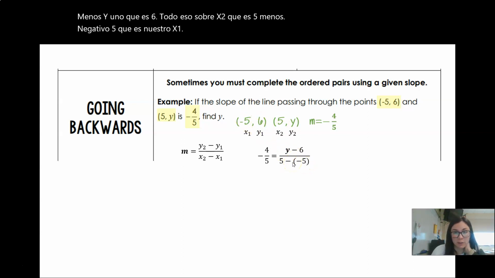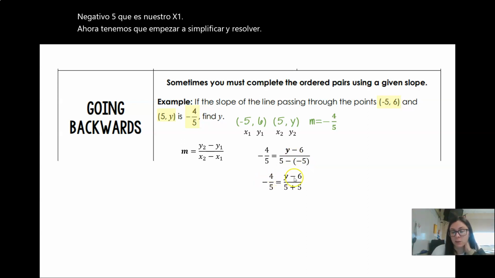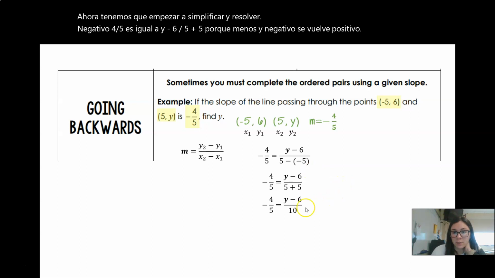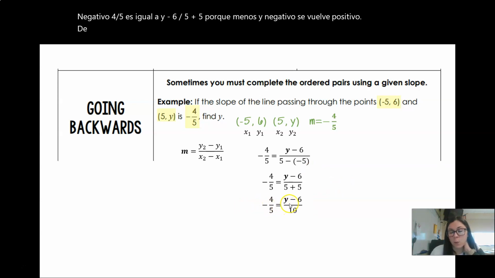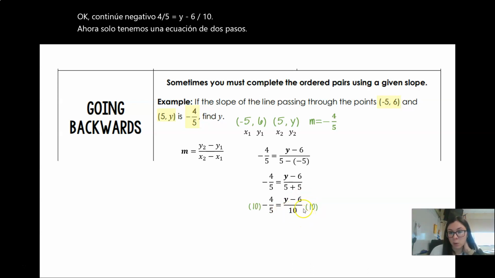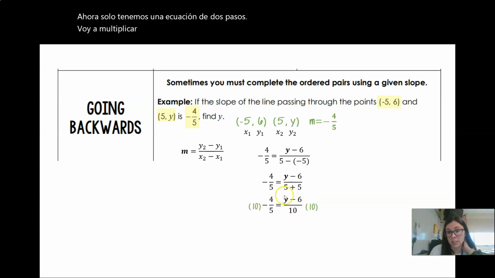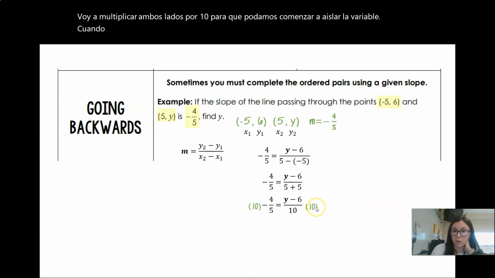Now we have to just start simplifying and solving. So -4/5 is equal to y minus 6 over 5 plus 5, because minus a negative becomes positive. Okay, continue. -4/5 equals y minus 6 over 10. Now we just have a two-step equation. I'm going to multiply both sides by 10 so that we can start to get the variable isolated. When I do this, the 10s cancel out on the right side.